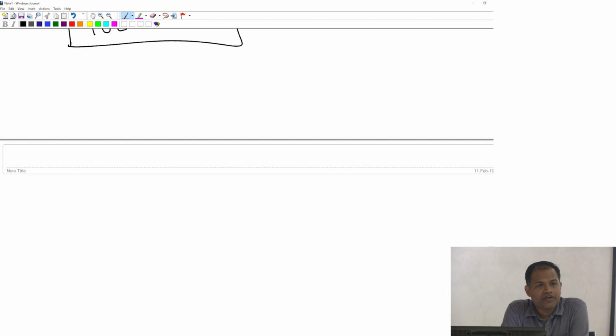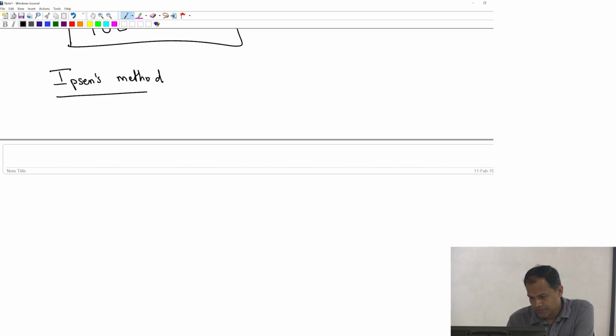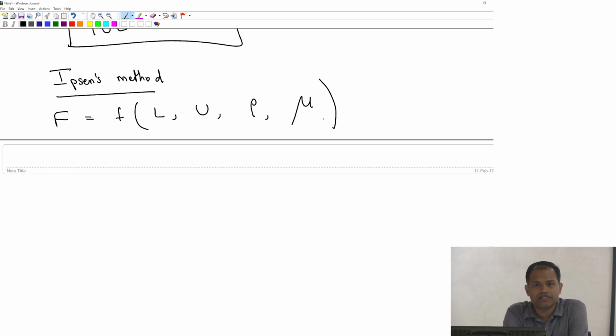Okay, there is another way of doing it, which is relatively simpler and is known as Ibsen's method. So in this case, we will look at the same problem and try to derive the same relationship, but in a slightly different procedure. We want to get force as a function of what all things: L, U, rho, mu. That's our intention at the moment.